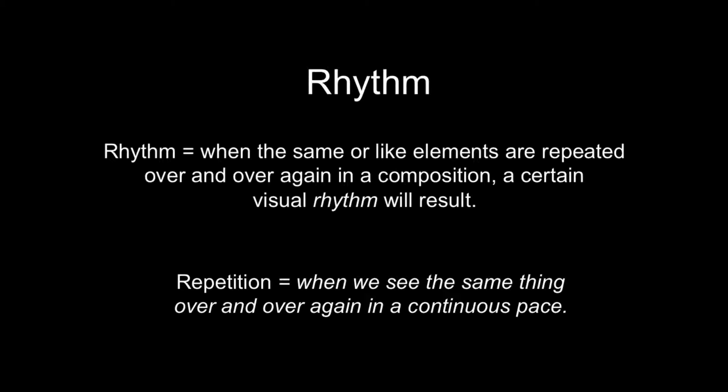our experience. Okay, so rhythm is when the same or like elements are repeated over and over again in a composition. When that happens, a certain visual rhythm will result. And we talked about pattern, with the repeating of the elements: line, shape, color, the form of pattern. Those patterns will create a rhythm, a visual rhythm. We'll look at some examples. And repetition, of course, is when we see the same thing over and over again at a continuous pace.